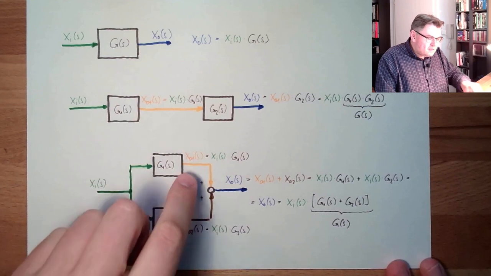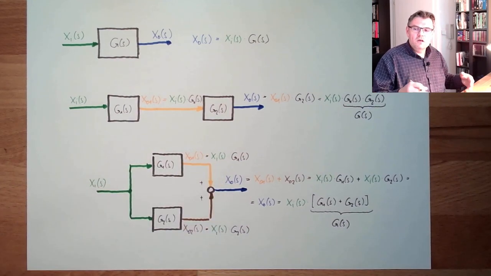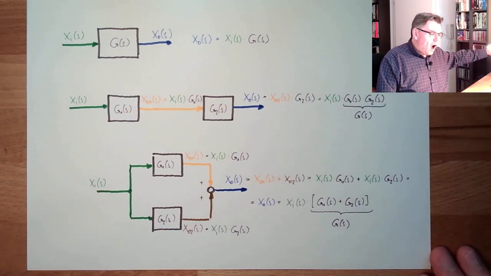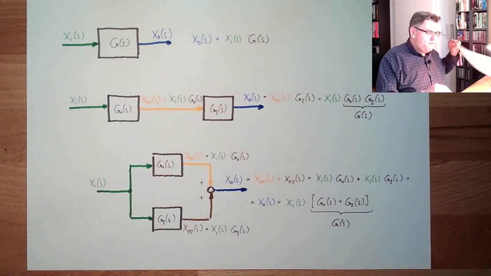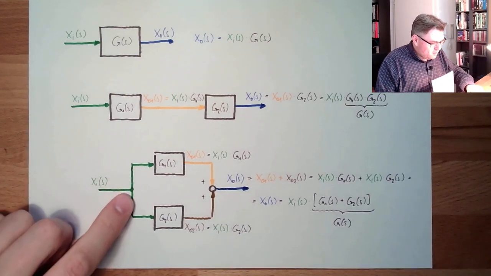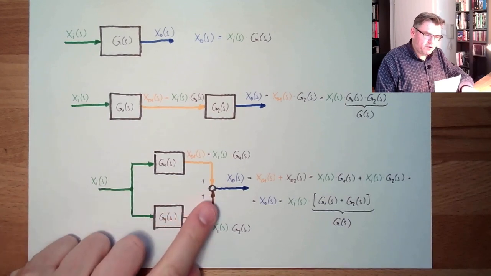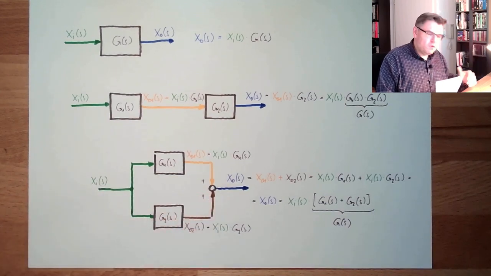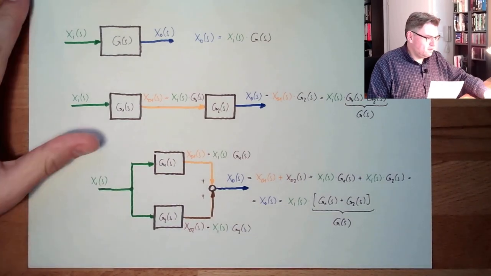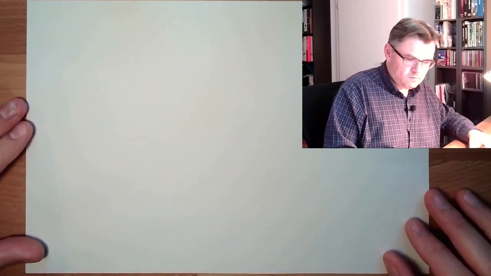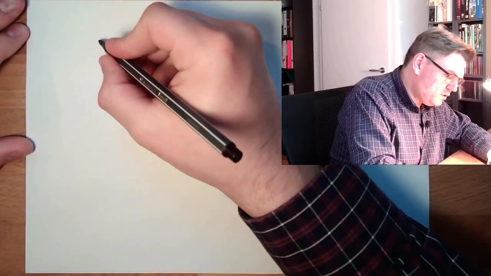This, with these intermediate steps and so on, is very usual, we can use it often. Now let's have a look at how it looks if we want to move those branching points and also the summarizing points to some other place. Okay. So let's say we have one transfer function.